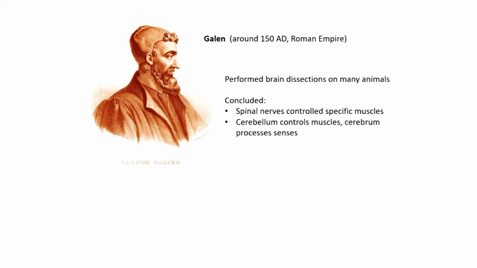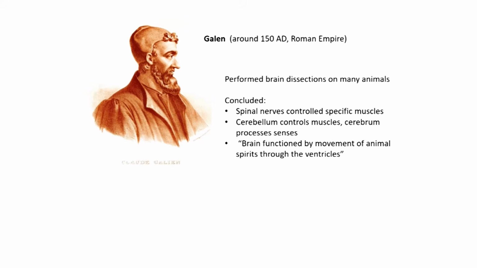And based on that, he was able to conclude that spinal nerves controlled different muscles in the body. And he even could infer that the cerebellum controls muscles, whereas the cerebrum seemed more involved in processing the senses. And this is in the right direction, and it's quite remarkable that he was able to draw these kinds of conclusions at that time. But he did not get everything right again.